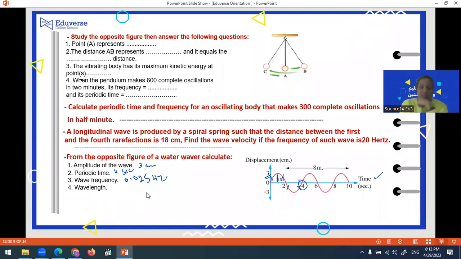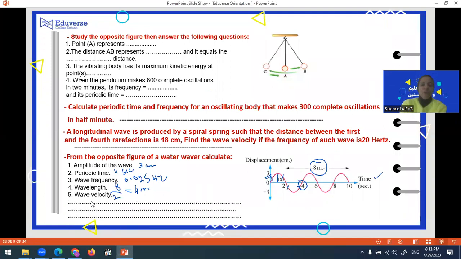Wavelength. How can I find the wavelength? Let's check together. I can find it by the distance over the number of complete waves. I have here 8 and 2, so the distance covered by the complete waves is 8 meter over 2, the number of the complete waves. So the answer will be 4 meter.